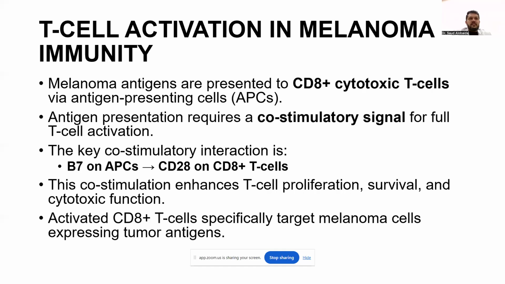So the T cell activation is present. Melanoma antigen starts getting identified by cytotoxic T cells through the antigen presented. But what happens here is you have the B7 molecule on antigen-presenting cells attaching to CD28 on CD8 T cells. Why does this happen? This co-stimulation enhances T cell proliferation, survival, and cytotoxic activity. The activated CD8 T cells target melanoma cells that have been exposed, okay?